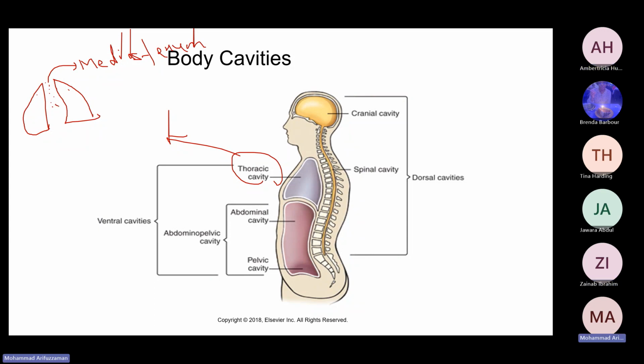This space contains the heart, the aorta, and the other large blood vessels. Is it clear? The mediastinum is the space between the lungs.